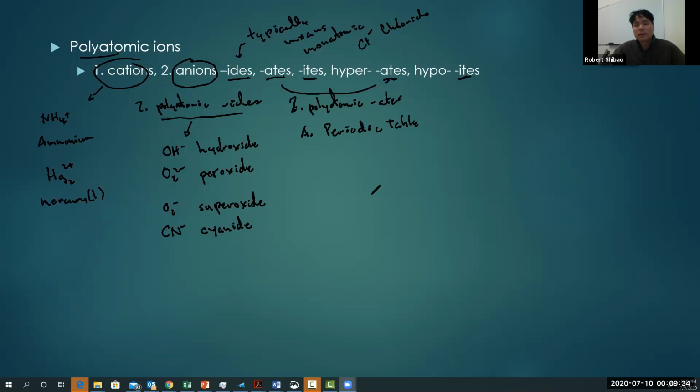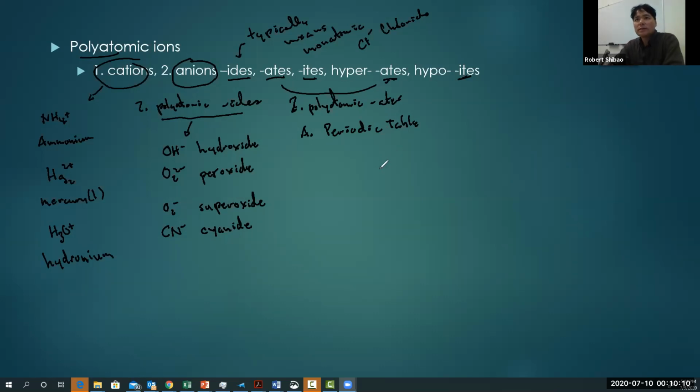Yeah, HCl would be called hydrogen chloride. That's right. If we named it as binary molecular, it should be hydrogen monochloride, but we name it as ionic, so hydrogen chloride. Oh, that reminds me of one I forgot over here. One polyatomic cation I did forget is this H3O+. H3O+ is called hydronium. Hydronium ion.